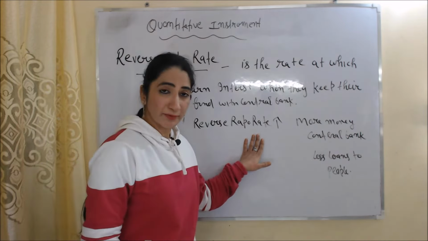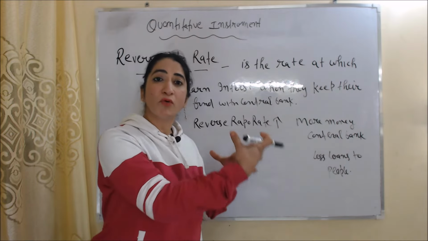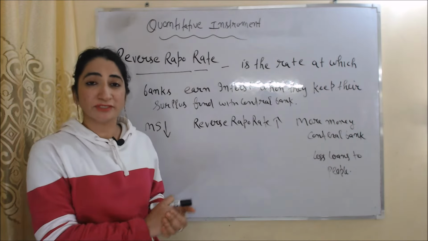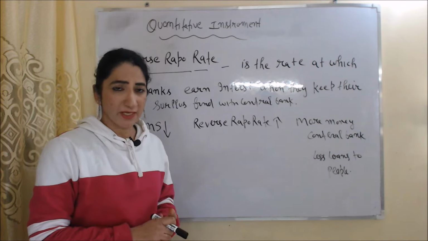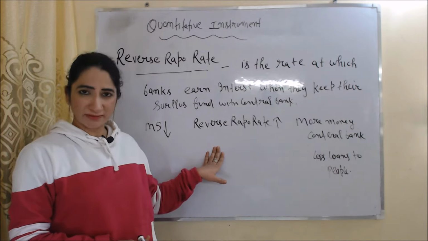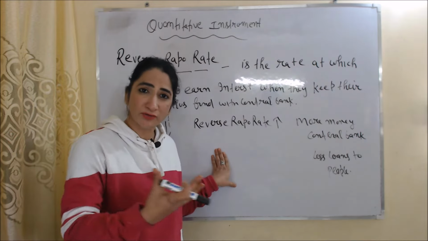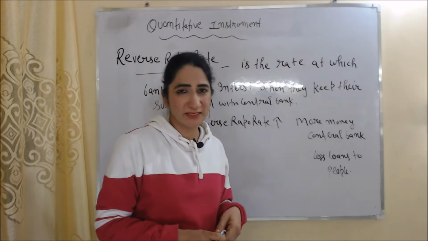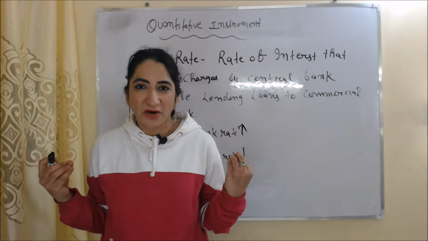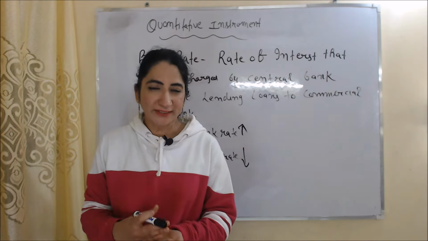When reverse repo rate increases, banks keep more money with the central bank because it is very safe and secure as compared to giving loans to people. So when banks keep more money with central bank, they have less fund to give loans to public. As a result, they will give less loans to public and money supply will reduce in the market.